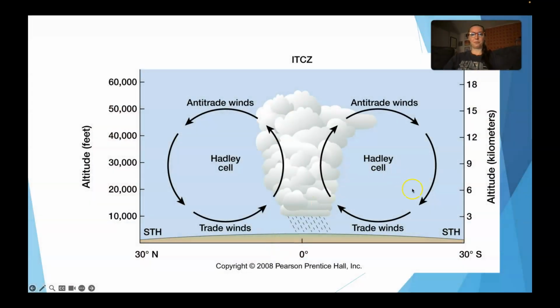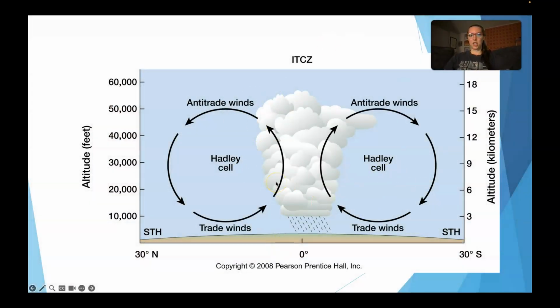Where the 2 Hadley cells meet, they converge. Remember that term, convergence, coming together. When those 2 air masses come together from the northern and southern hemisphere, the air has to go somewhere, and it does not go down into the ocean or into the land. It is forced upwards. And if there's enough moisture in the atmosphere, once that upward vertical motion occurs and the air parcels expand and cool, then sometimes we can see those as clouds. So we're just going to go through a couple of examples of that.